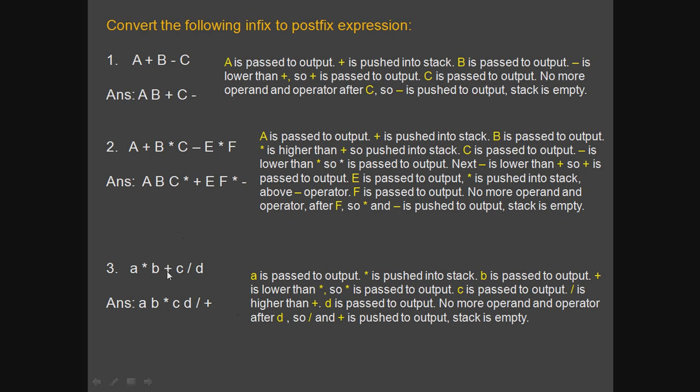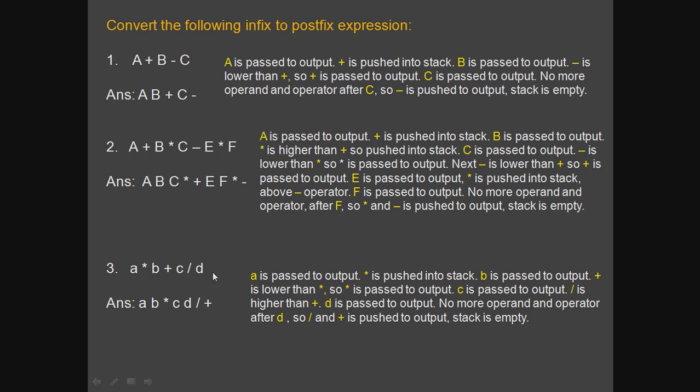So inside the stack we have the plus symbol. Then C is read and then it is passed to the output. The division symbol is read and pushed into the stack because the division symbol is higher than plus. So above the plus will be the division symbol. Next, D is read and then passed to the output.